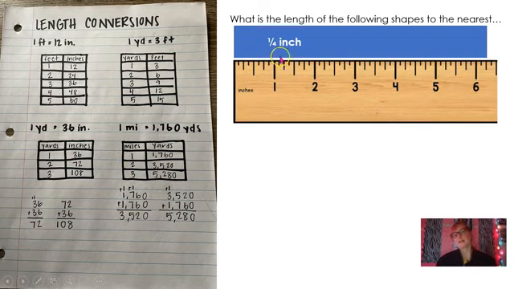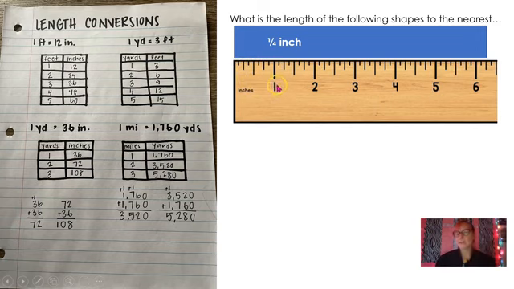Now we're going to measure this item to the nearest quarter inch. Remember, we need to make sure that our item is lined up either with the end of our ruler or with the 0. If there's a 0 on the ruler, it goes there. Since there's no 0 here, we'll go ahead and go to the edge.